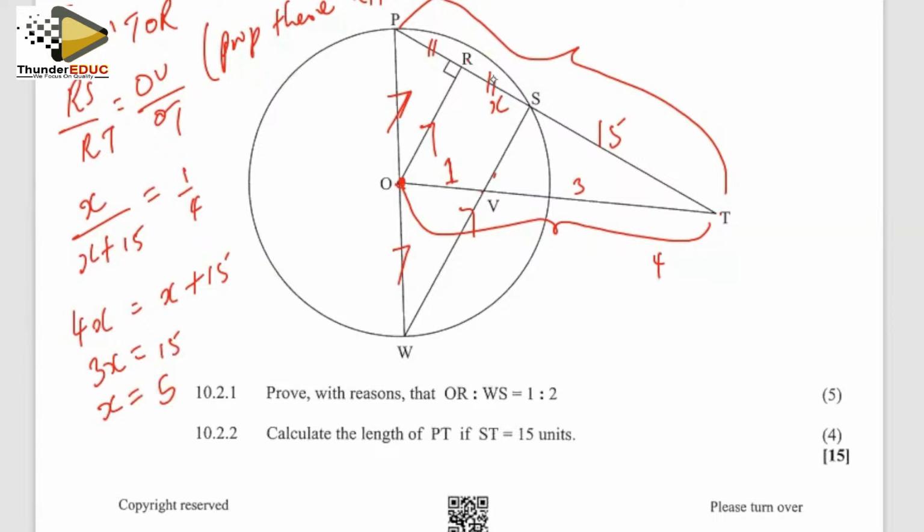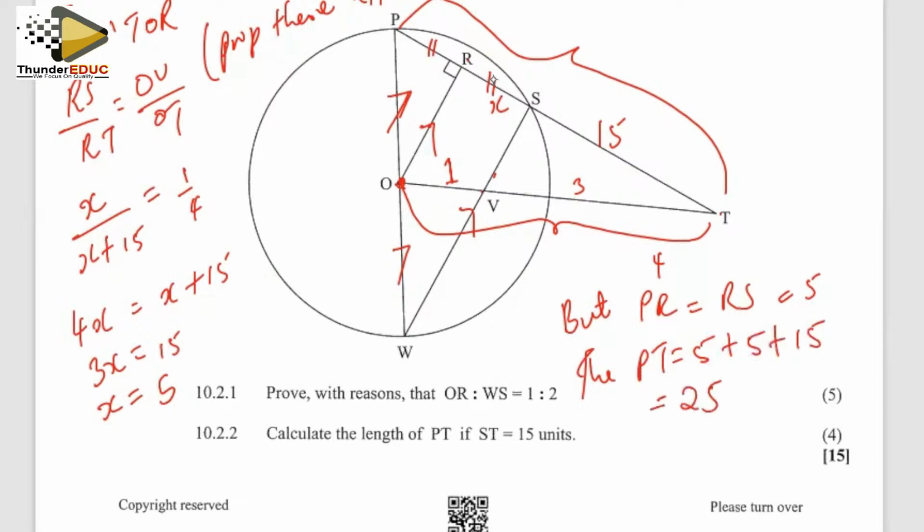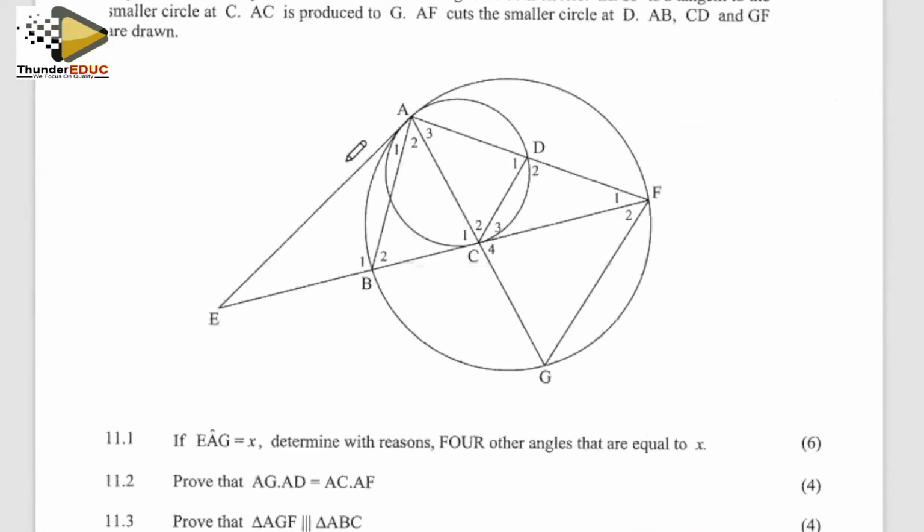So then if this is 5, PR is equal to RS, which is equal to 5. Then PT is going to be 5 plus 5 plus 15, which gives me 25 units. So that is how the 4 marks would be obtained. So that is 10.2.2.